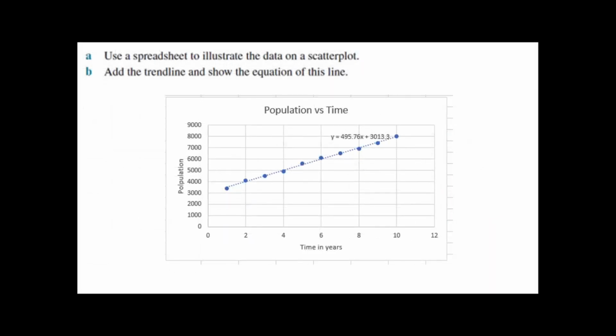From the spreadsheet, this is the scatter plot and the trend line. So the equation is y is equal to 495.76x plus 3013.3. I could easily replace y with the letter P, which represents population, and the letter x with t, which represents time.